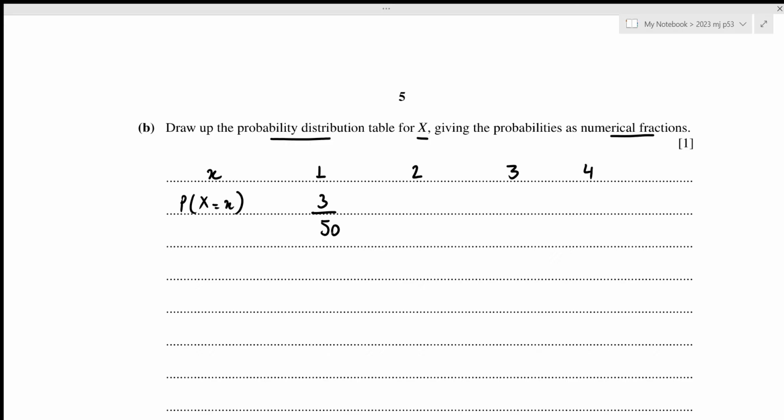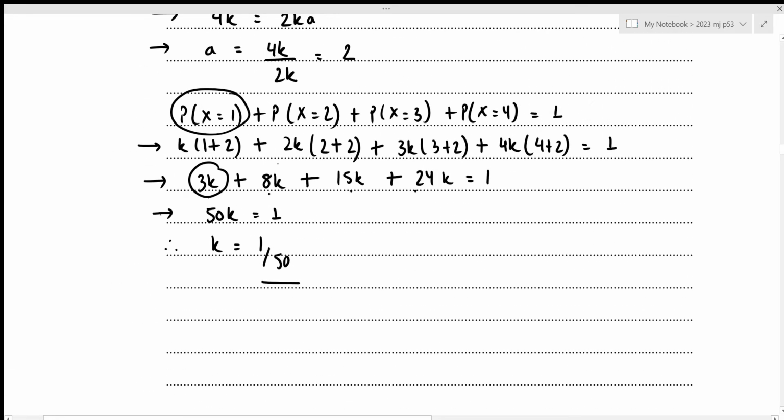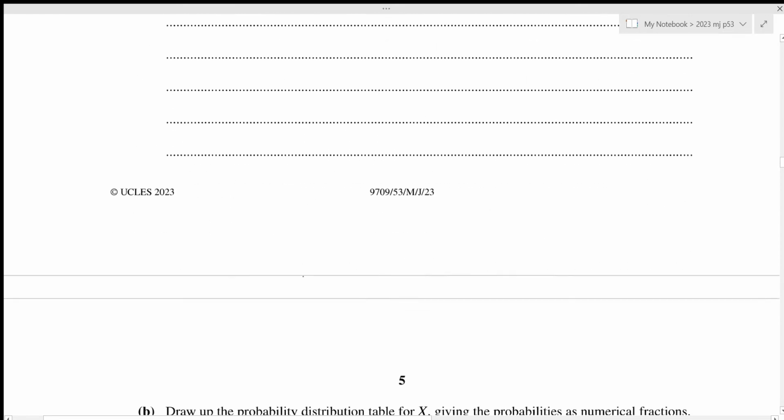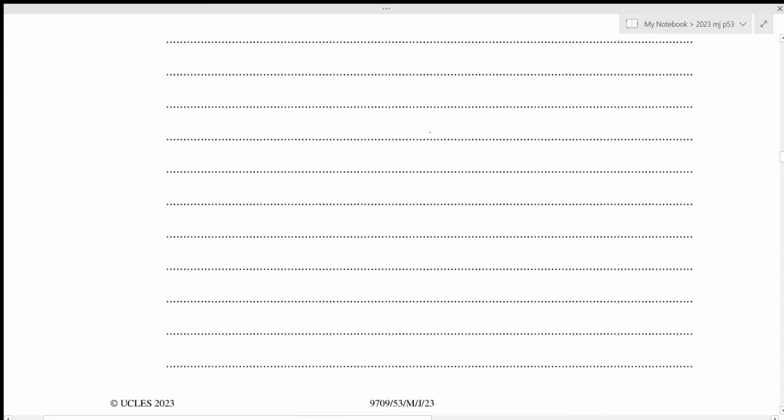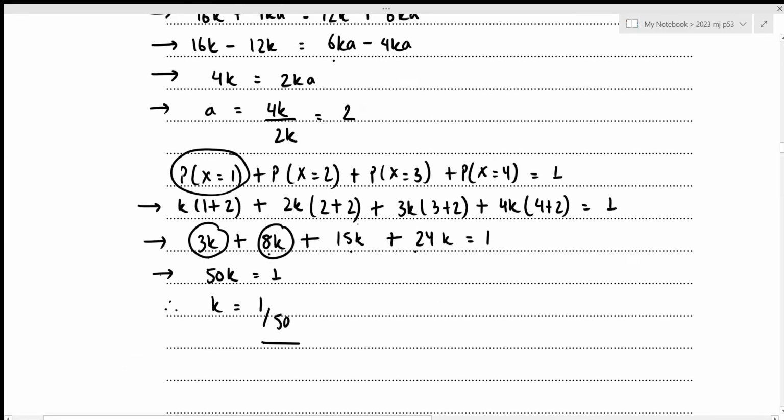Then the probability for x equals 2 was 8k. So if we substitute the value for k, that will be 8 by 50. Then for x equals 3, that will be 15 by 50. And for x equals 4, that will be 24 by 50.